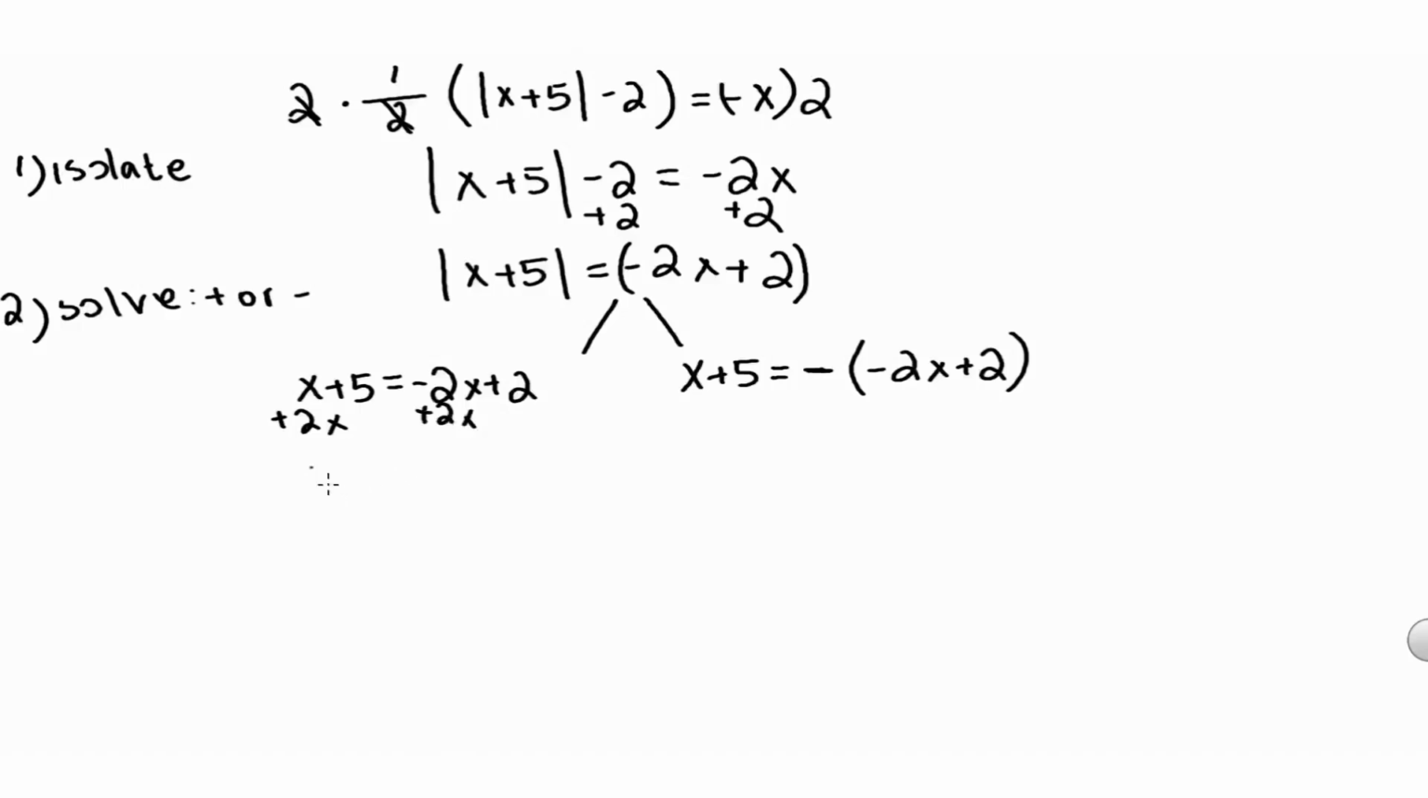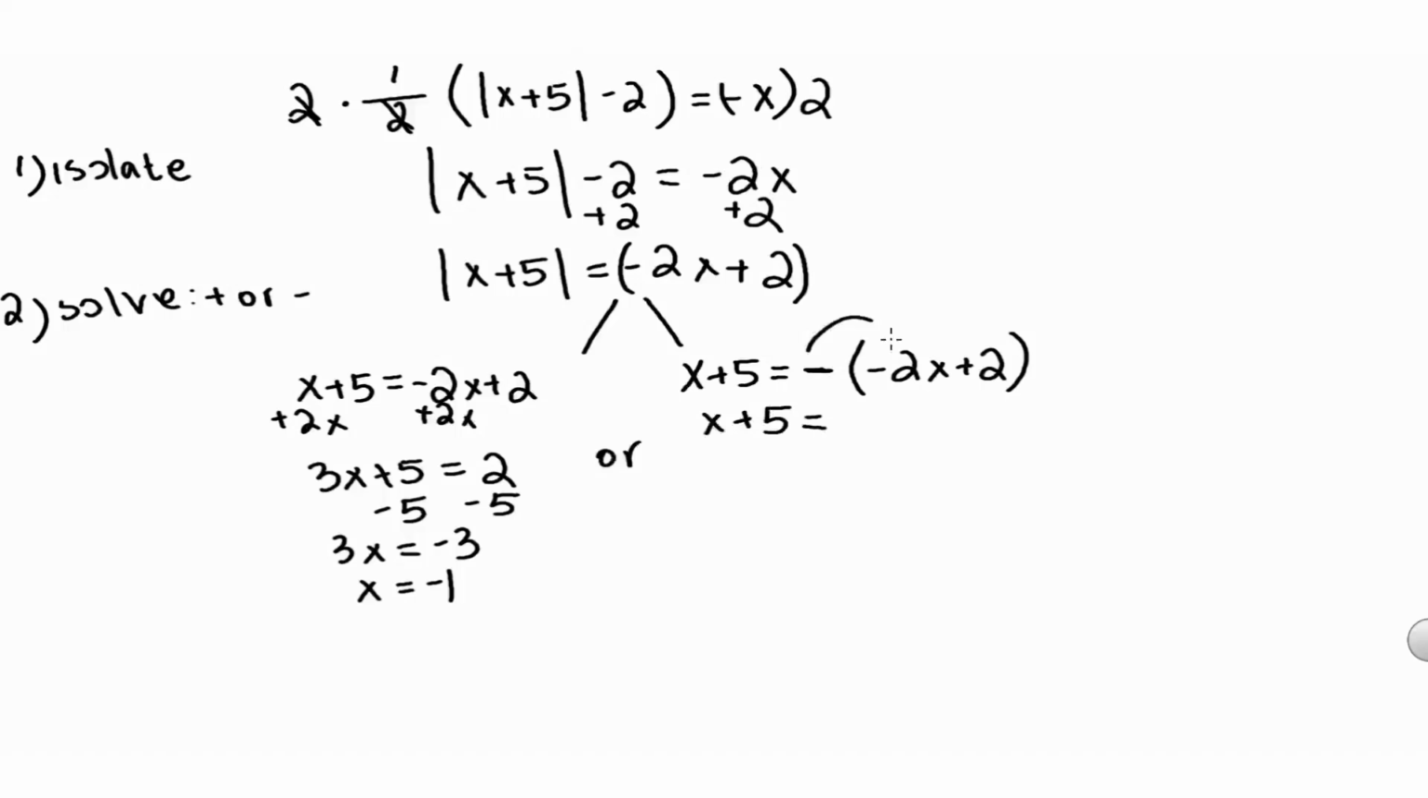This becomes 3x + 5 = 2. And then I will move my 5 over. 3x becomes -3. x is equal to -1. So this is one solution, but I don't know that for sure yet because I still have to check it in step 3. And let's solve this one. x + 5 is equal to, the negative sign is going to distribute to all the terms. So this becomes positive 2x and this becomes negative 2.